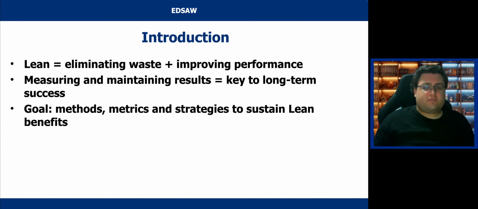Many companies take the first step, improving processes, reducing wasted time, or reducing inventory. But if they don't have a measurement system or strategy to maintain the new results, they gradually return to the old inefficient ways of working. This is called backsliding. The goal of this lesson is to show how to properly set key performance indicators, KPIs, how to track results over time, and what strategies to use to maintain the benefits of Lean.